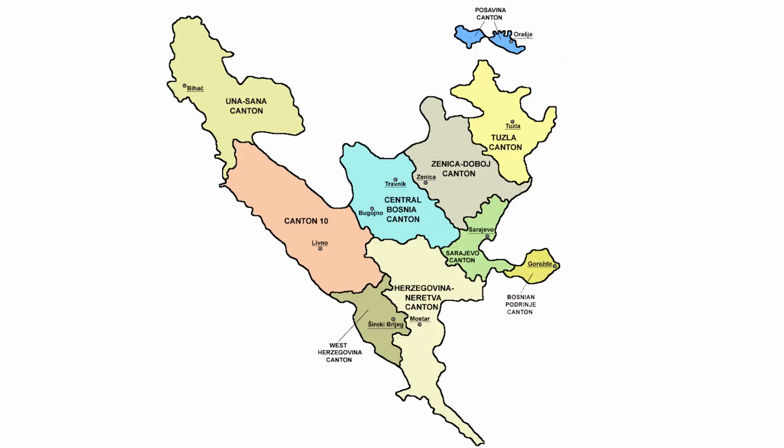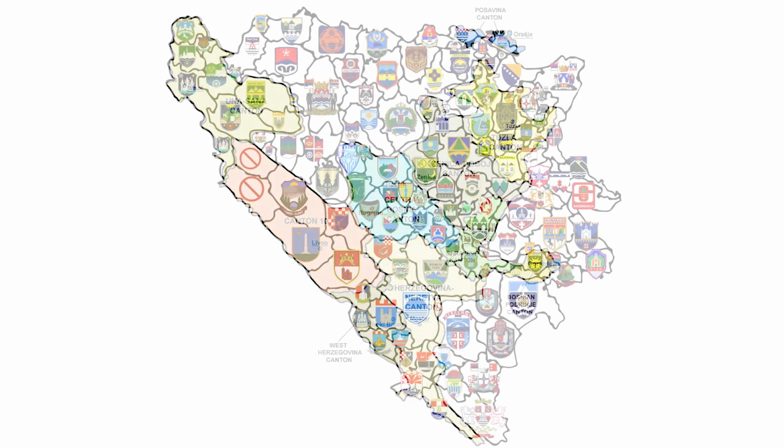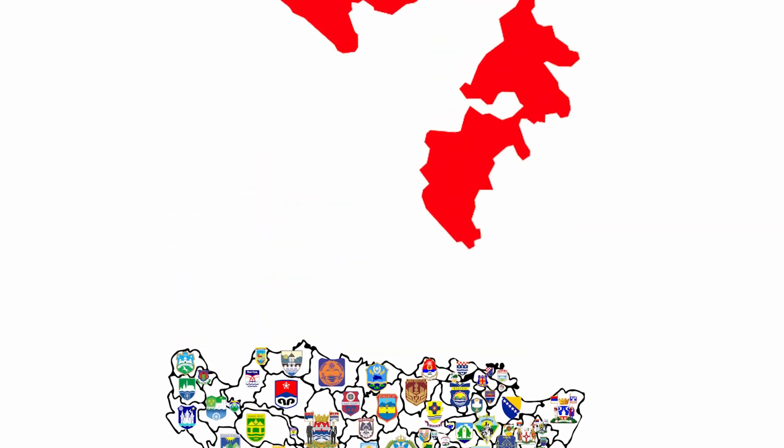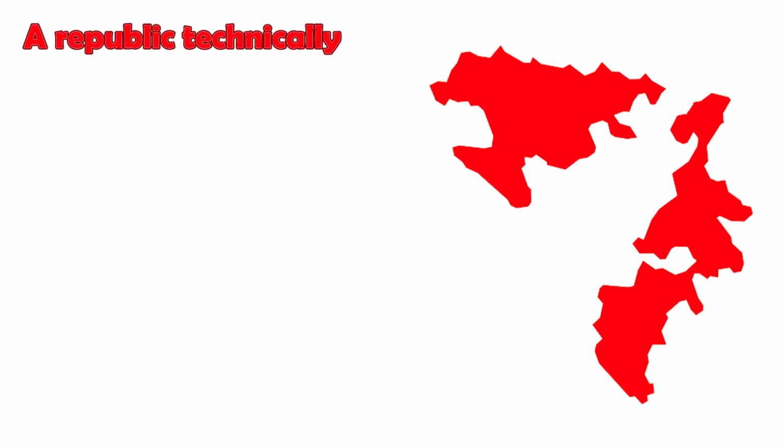Can dominate the other within the Federation. These cantons are then further broken down into municipalities for even more local things like public utilities and urban planning. You might assume that Republika Srpska has the same, and you would assume wrong. Since they are officially a republic, their government is a lot more centralized.